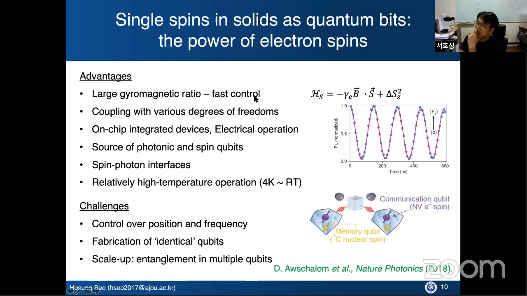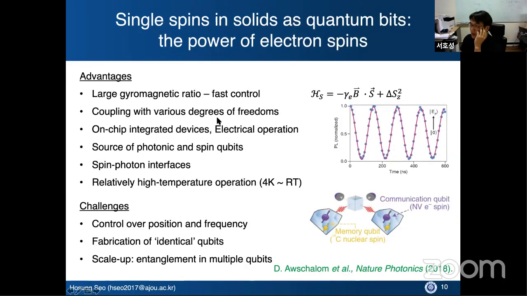Yeah, so the advantage of using electron spins, we're talking about electron spins in the solid state, is that it has very large gyromagnetic ratio. So you can manipulate your spin using magnetic field very fast because the gyromagnetic ratio is the coupling constant. So you can do unitary operation within few nanoseconds. So that's the time scale of quantum control.